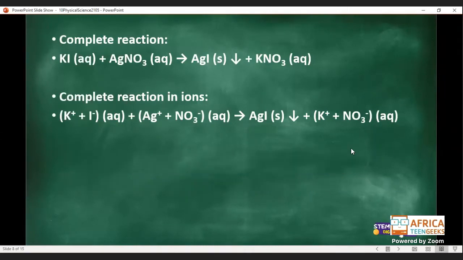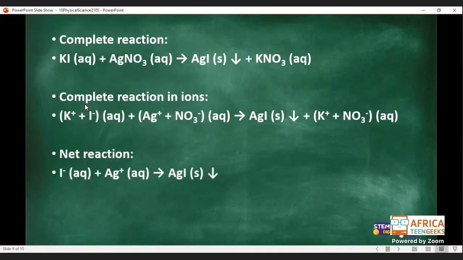So this is my complete reaction in ions. I'm now going to remove potassium and remove the nitrate. And so my net reaction is the iodine in solution, the silver in solution, and the two of them then form silver iodide.